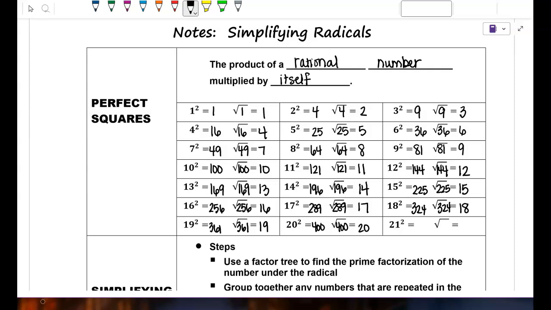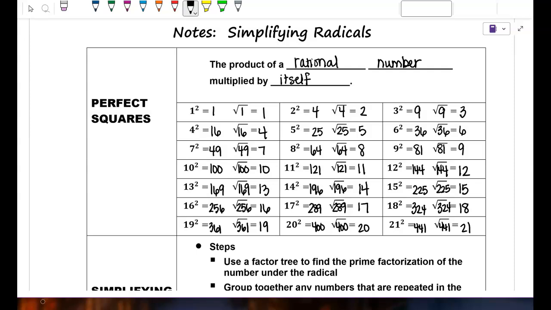Alexandra, 21 squared. 441. Oops. And the square root of 441, 21.